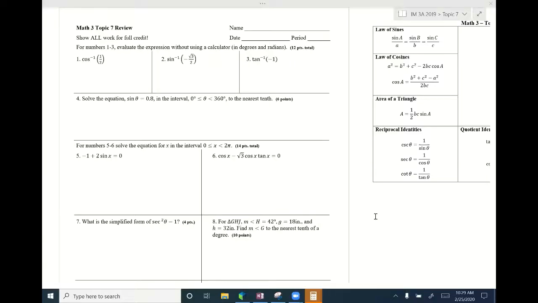In this video, we're going to go through the Topic 7 test review. So for the first 3 problems, we are using inverse cosine, sine, and tangent to evaluate for an angle. And so they're asking us to write our answer in both degrees and radians.